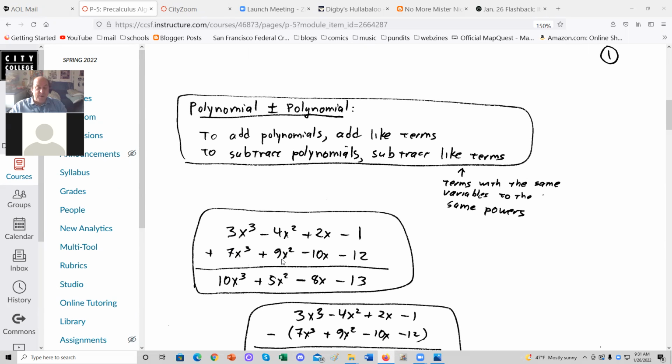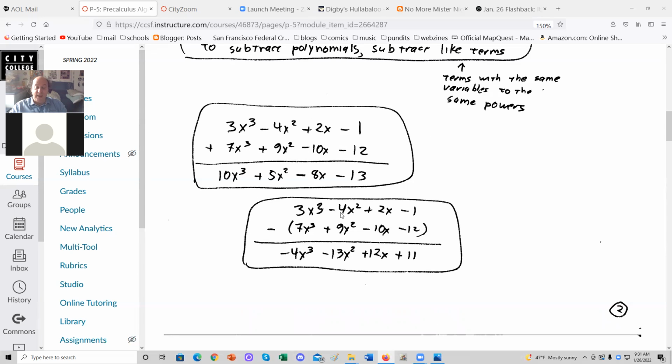Minus 4x squared plus 9x squared, add the negative 4 and the 9 to get a plus 5x squared. Plus 2x minus 10x, add the coefficients and get minus 8x. And minus 1 plus minus 12 is minus 13. That's adding these two polynomials.